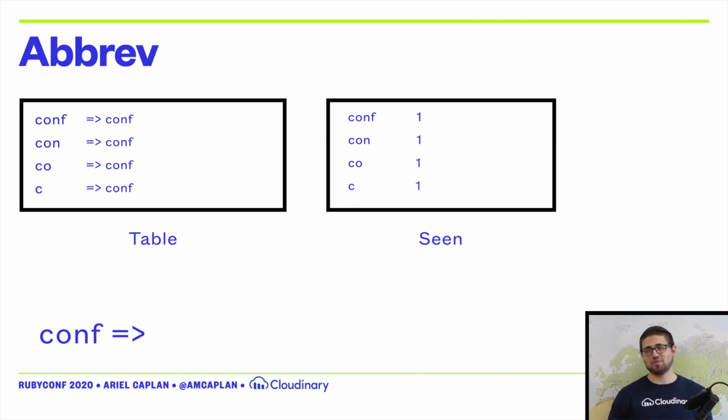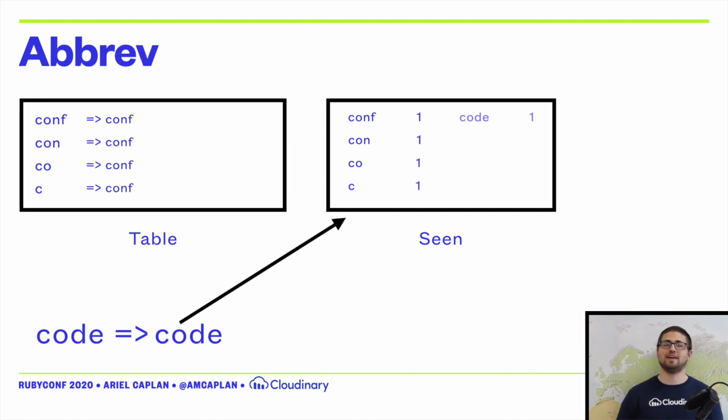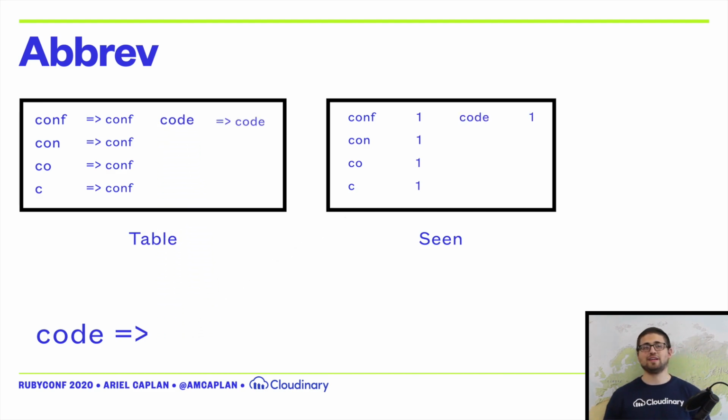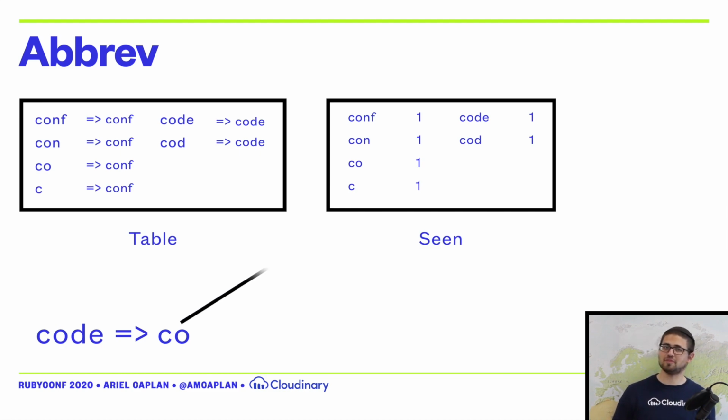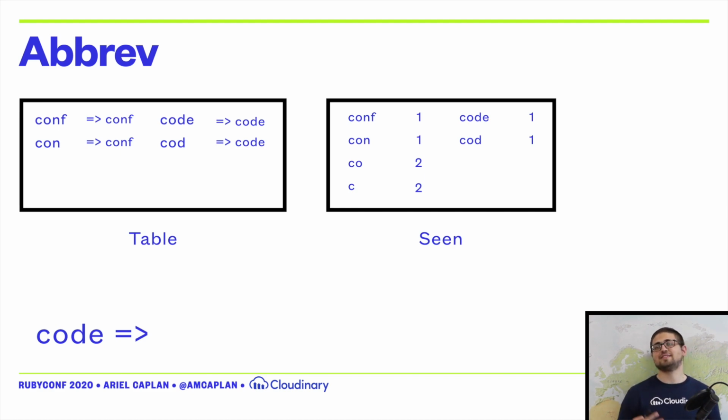Now, we're done with conf, so let's start with code, and again, start with the full string, shortening it as we go. So code, again adding it to scene, adding it to our table, pointing in this instance to code. Cod, again pointing to code. Then we get to co. It's a little bit different, because we've seen it before, so we increment the number of scenes. We say, oh, we've seen it before, we have to remove it from our table. So we go ahead and erase it. The same thing is going to happen with c. Increment the number of times we've seen it and erase it from our table. Now we're done, and the table contains exactly the information that we were looking for. Each of the unambiguous abbreviations is associated with what it abbreviates.